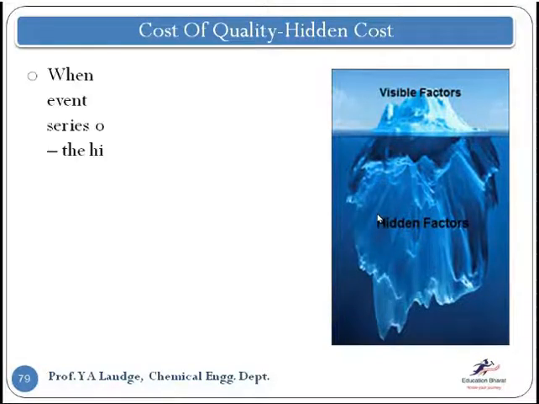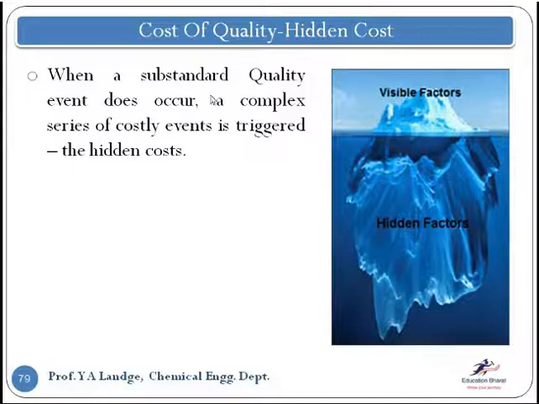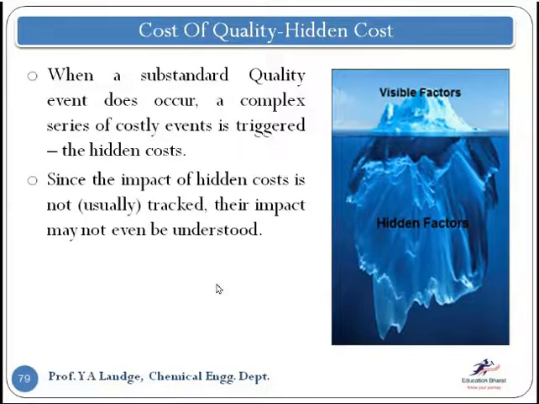Okay, so we can say when a substandard quality event occurs, a complex series of costly events is triggered. We call that a hidden cost, since the impact of it may not even be understood. We don't know exactly how much amount we spend.